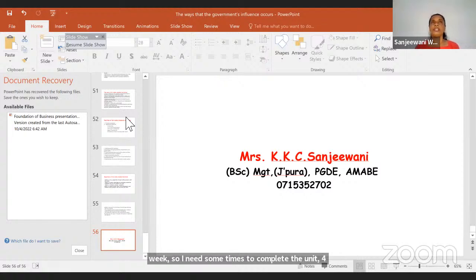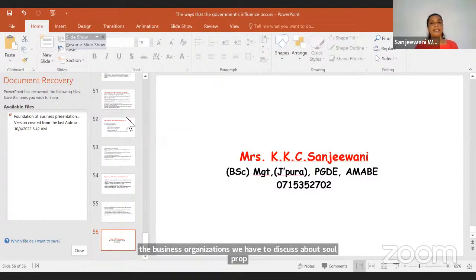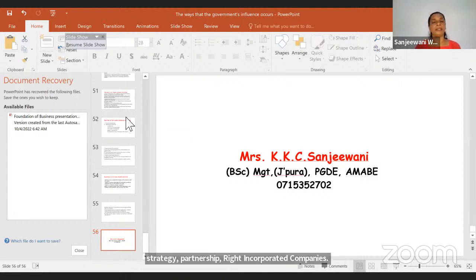So under unit 4, business organizations, we have to discuss sole proprietorship, partnership, right? Incorporated companies, then franchising, public corporations and public organizations, right? Cooperatives. So it's a huge unit, right? So I think you need to know it in detail because there are so many questions. If you check the A-level papers, you can see so many questions come from that unit also, right? So hopefully I'm going to start the 4th unit next week, children.